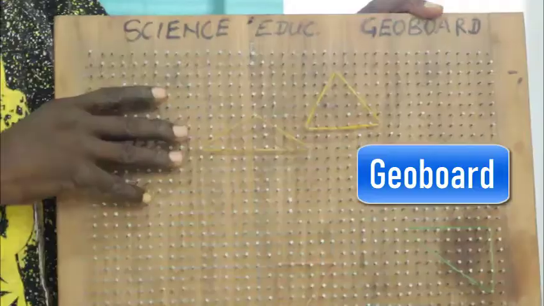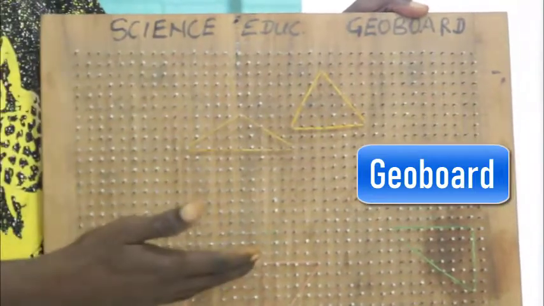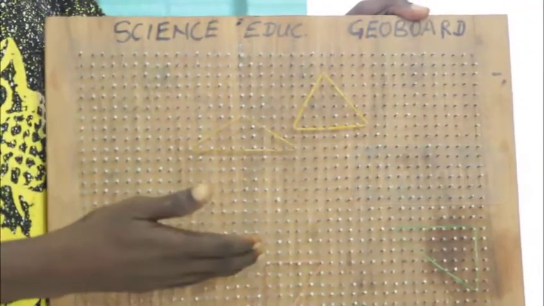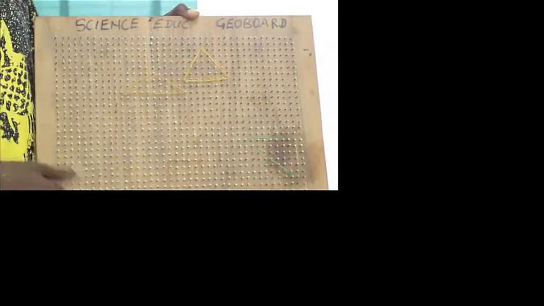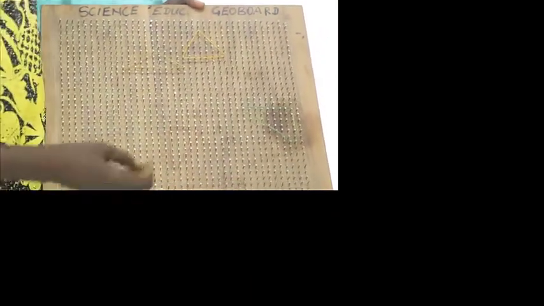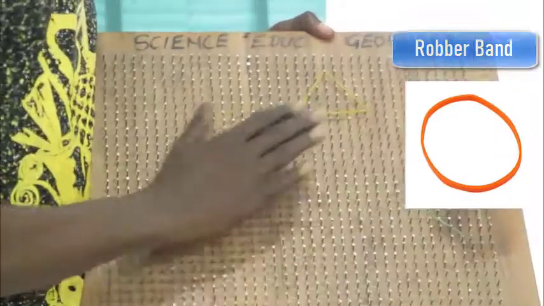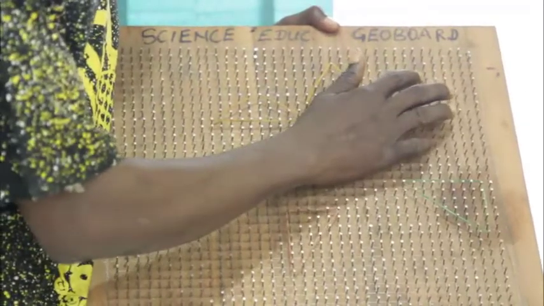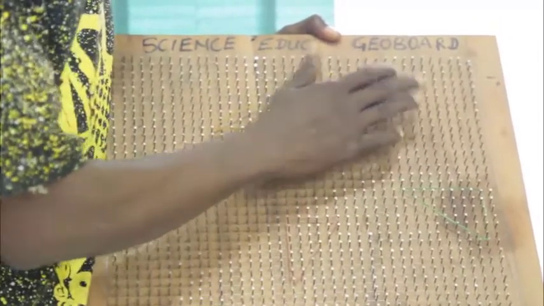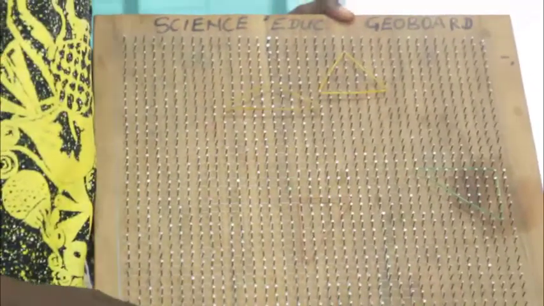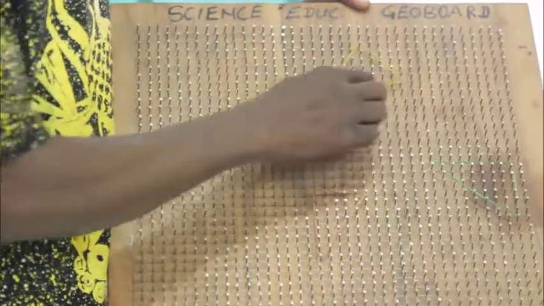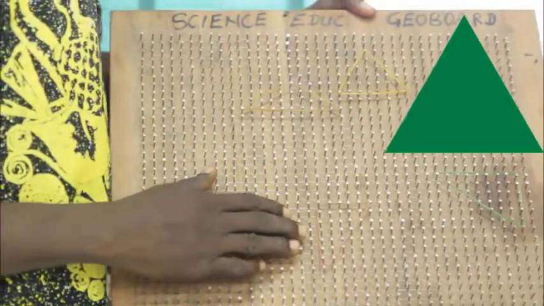Yes, I have here a geoboard. It's meant to aid you in the teaching of plane shapes. All you need is a rubber band. Each of the cells where you have a nail here is 1 square centimeter. So already I have here a triangle. Look at it, a triangle.